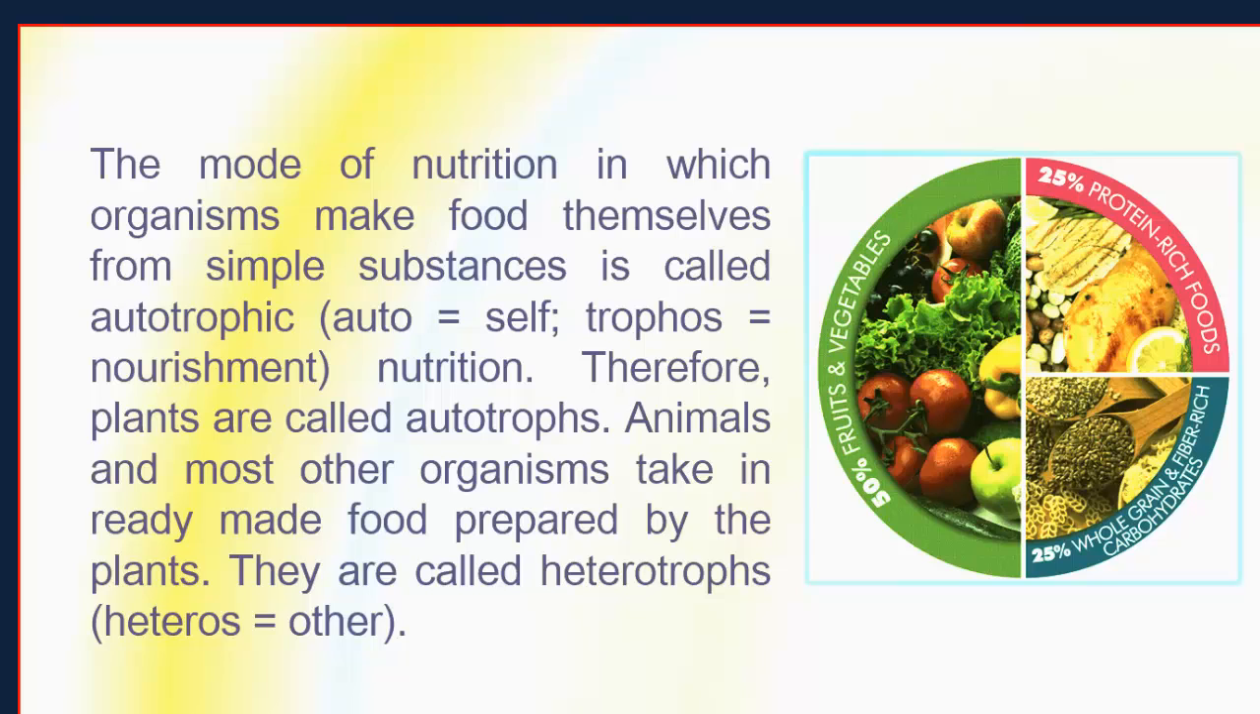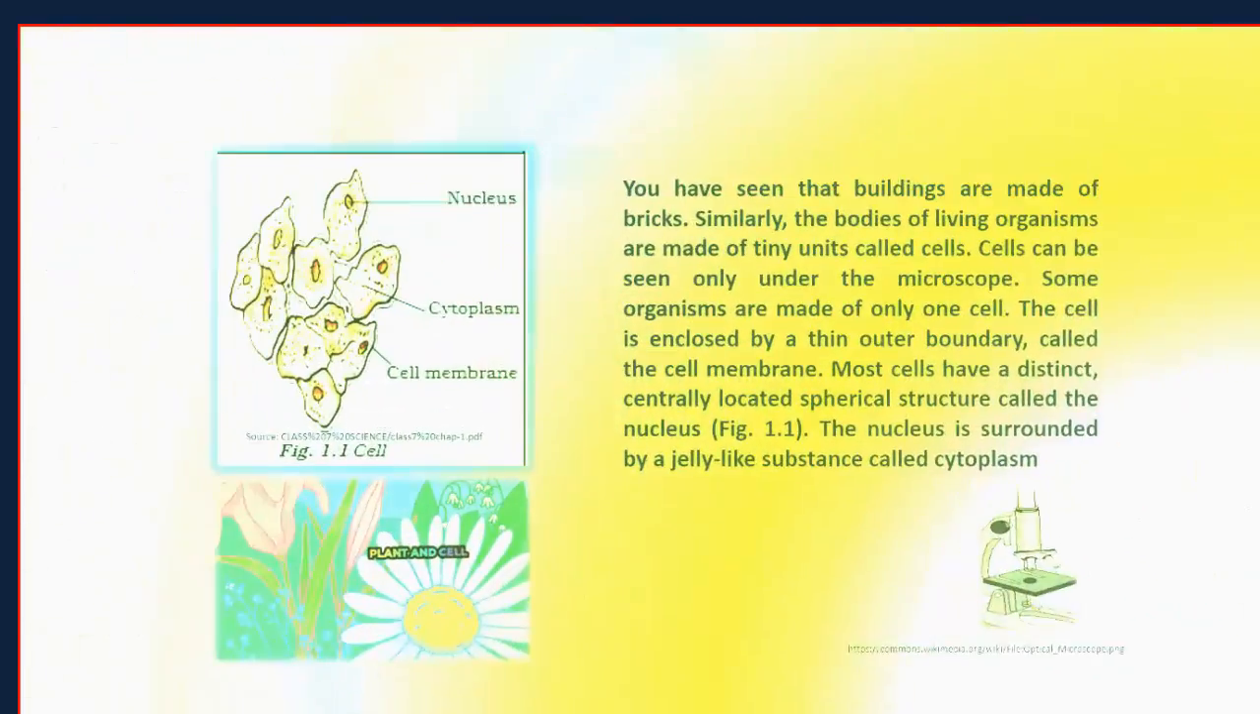The mode of nutrition in which organisms make food themselves from simple substances is called autotrophic, that is, auto means self, and trophs means nourishment, that is, nutrition. Therefore, plants are called autotrophs. Animals and most other organisms take in ready-made food prepared by the plants. They are called heterotrophs. Hetero means other.